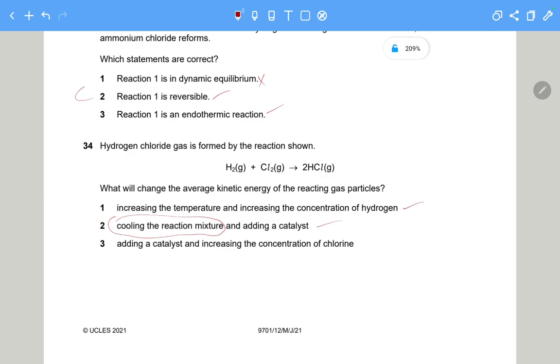And then the last one. Adding a catalyst and increasing the concentration of chlorine. Neither adding a catalyst nor increasing the concentration will increase the average kinetic energy, because that's solely temperature dependent, and therefore this is not correct. So the answer will be B.